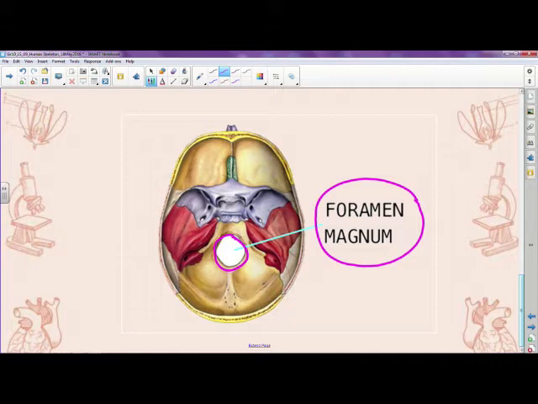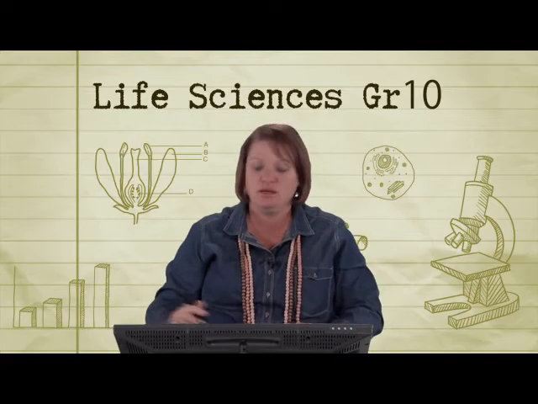Now, when you go to grade 12, the position of this foramen magnum is going to have an effect on whether you walk upright, which is called bipedalism, or whether you walk on all fours, which is called quadrupedalism.